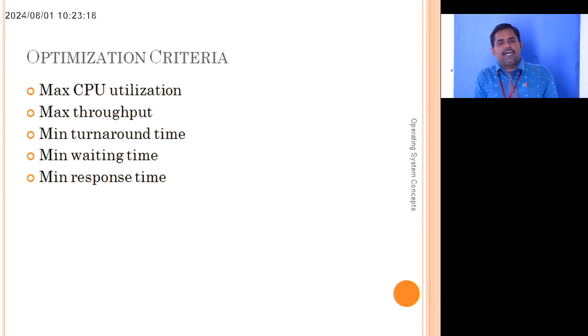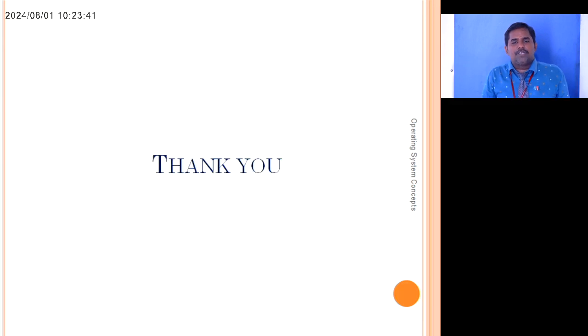Optimization criteria: we always keep maximum CPU utilization, maximum throughput, minimum turnaround time, minimum waiting time, and minimum response time. We define the values for CPU utilization, throughput, turnaround time, waiting time, and response time. Among them, we need to maximize the CPU utilization and maximize the throughput. So this should be the basic scheduling criteria.